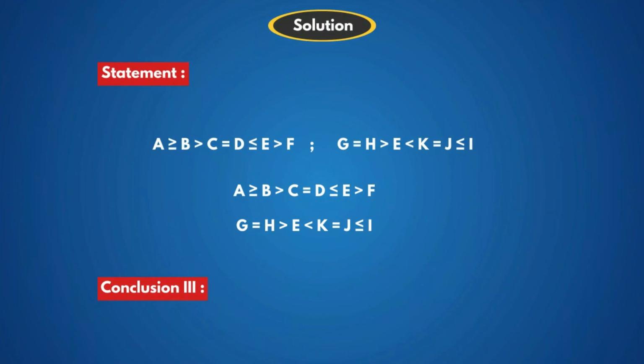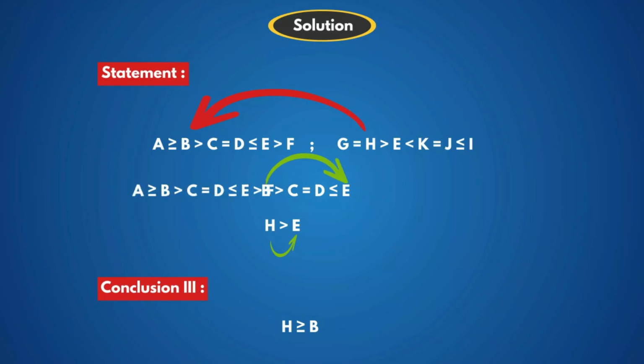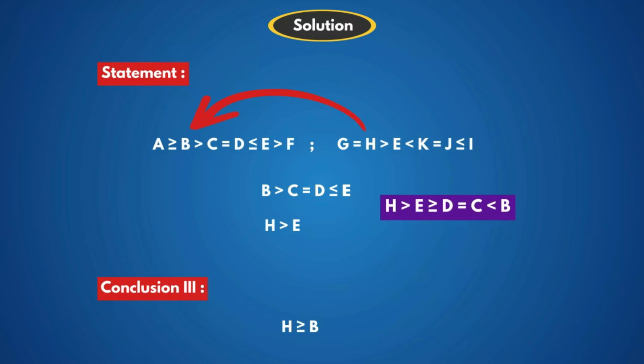Conclusion 3. H greater than or equal to B. Here in the statements, we don't have a direct relation between H and B. But we combine these two statements. Here we have a relation from H to E and B to E, so we will get a relation from H to B. In this statement, H greater than E. So here B greater than C equal to D less than or equal to E. But in the conclusion they are asking the relation H to B. So we can write this H greater than E greater than or equal to D equal to C less than B.